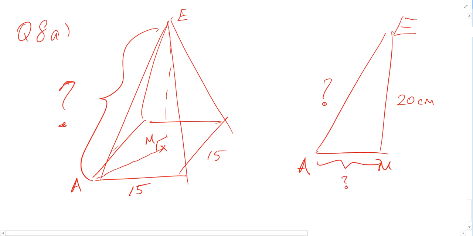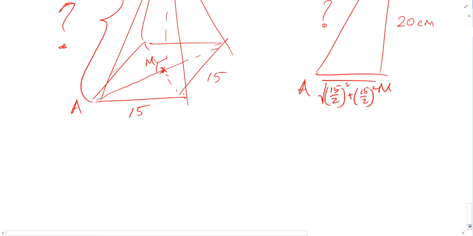No, AM, M is the midpoint. AM is not 7.5. If you are telling me that AM is 7.5, it means that you did not get this question correct. AM is the square root of (15 over 2) squared plus (15 over 2) squared, because M is the midpoint.